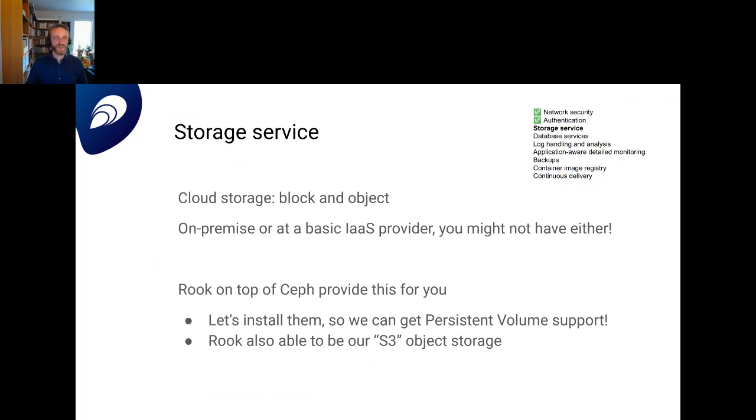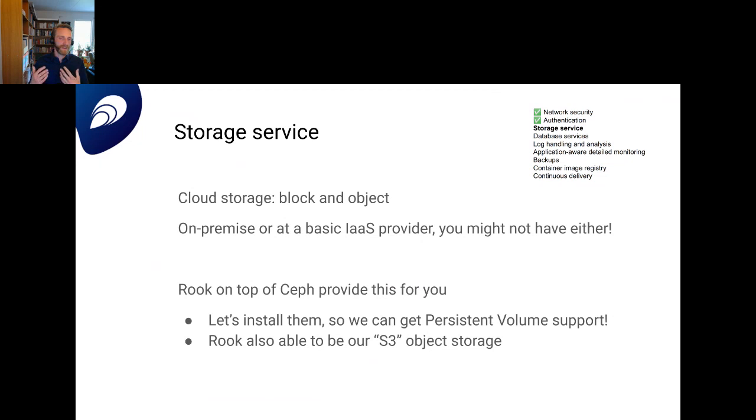Now let's actually add some storage, because we will add database services, log handling, etc. So of course we need a way to store data in our cluster. In modern and very nice clouds like AWS, Azure and Google, and others, you basically have two types of storage: block storage and object storage. Block storage is essentially virtual hard drives, and object storage is essentially a file server that you can upload files to, and it can serve them back.